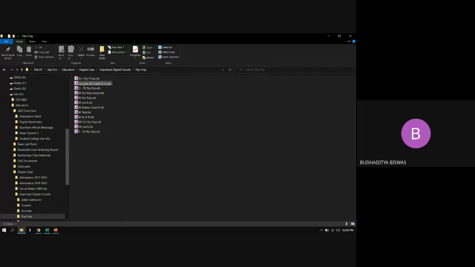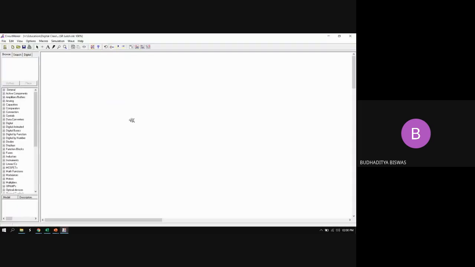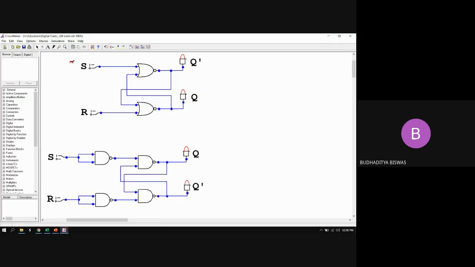So see the RS flip-flop, this one. Here you see, both are RS flip-flops, but the first one is constructed using the NOR gate and the second one is constructed using the NAND gate only. Flip-flop has two outputs, one is Q, another is Q bar. Q bar is the complement of Q.